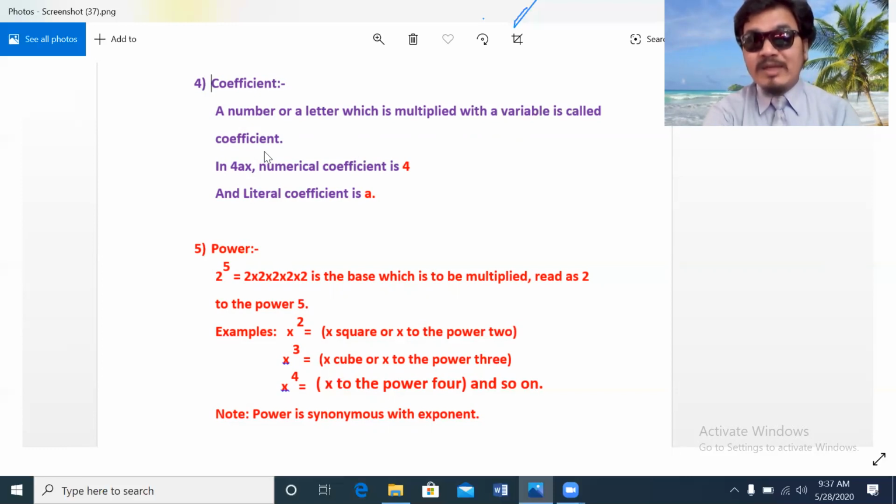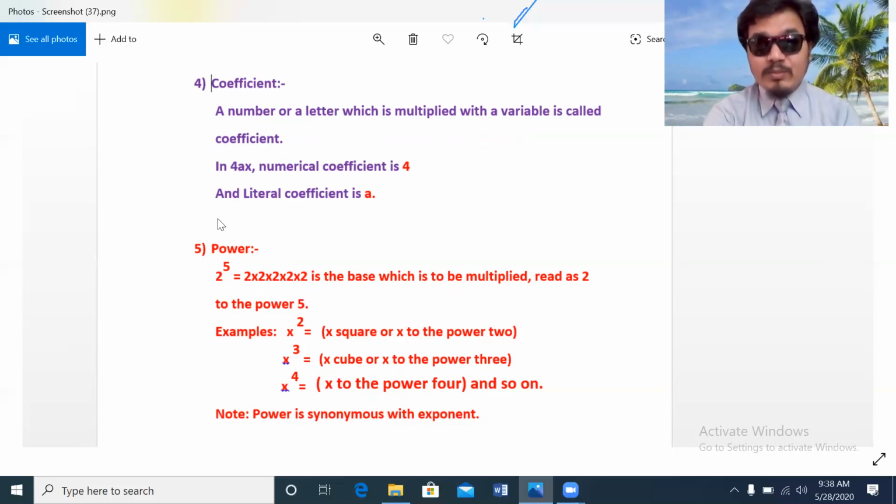Look here, one example is given. In 4ax, the numerical coefficient is 4 because it is the number. This 4 is multiplied with x, that's why 4 is the numerical coefficient. And the literal coefficient is a, because this is the letter which is multiplied with x. That's why a is called the literal coefficient. If a number is multiplied with the variable, it is the numerical coefficient. If a letter is multiplied with the variable, it is called the literal coefficient.